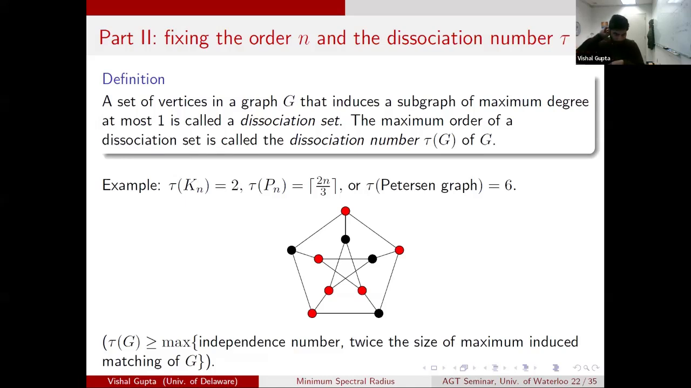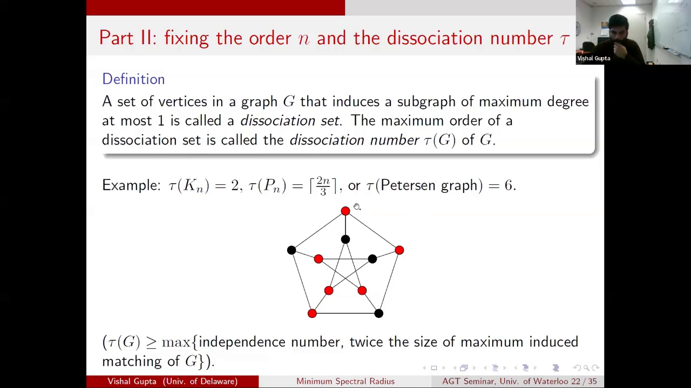So for example, if we take a complete graph, its dissociation number is 2. As soon as we add another vertex, we get a triangle, and the maximum degree will be 2, so it's not a dissociation set anymore. And for a path on n vertices, if we delete every third vertex and take the remaining vertices, we get the dissociation number for a path, which is the ceiling of 2n over 3.